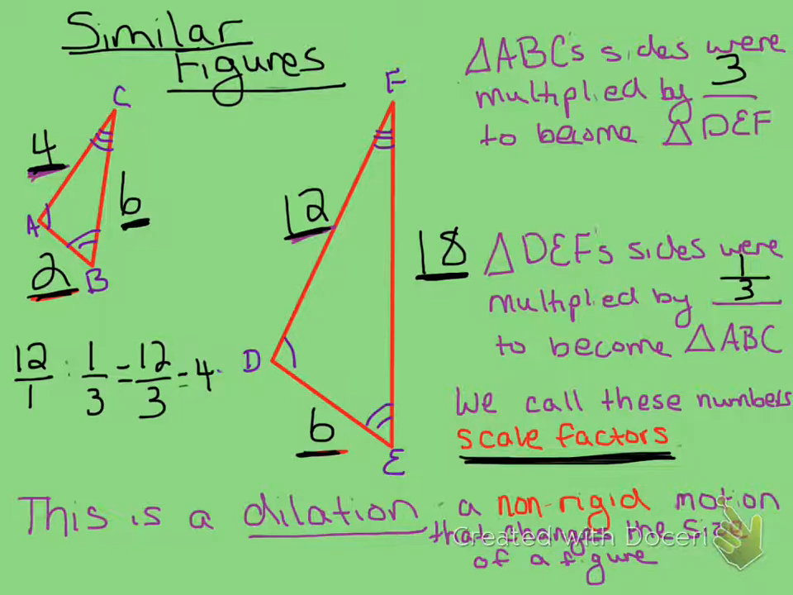Dilations are the transformations that give us similar figures. This is a dilation. It is a non-rigid motion that changes the size of a figure, okay, but it doesn't change the shape. So here we have a dilation by a scale factor of 3 if we're going from small to big, or a scale factor of 1/3 going from big to small.